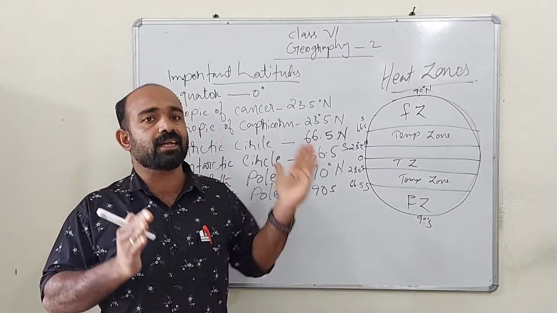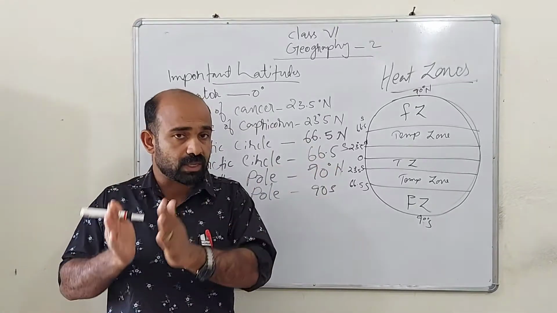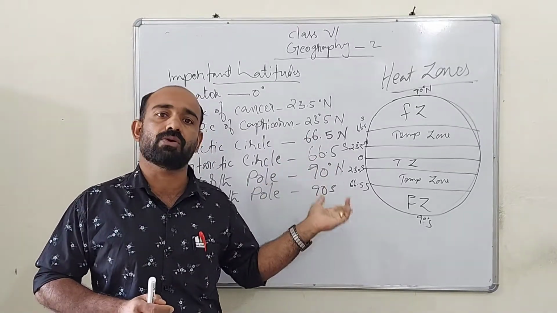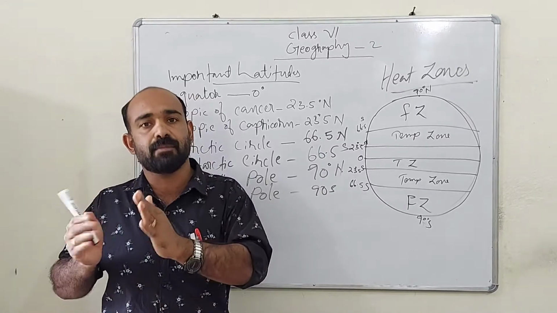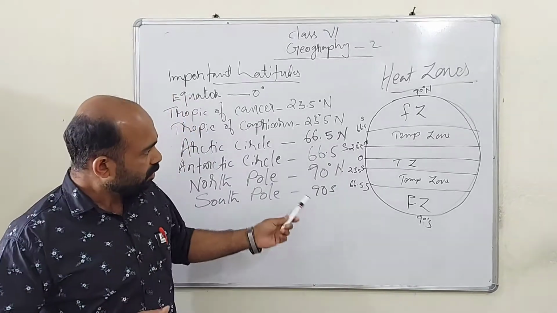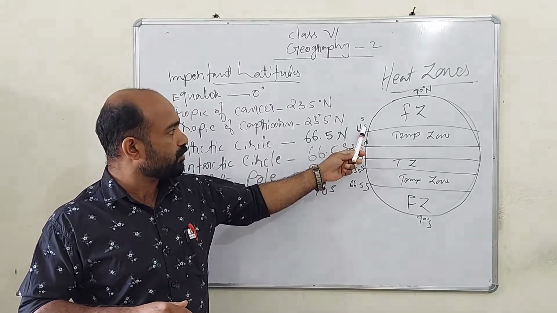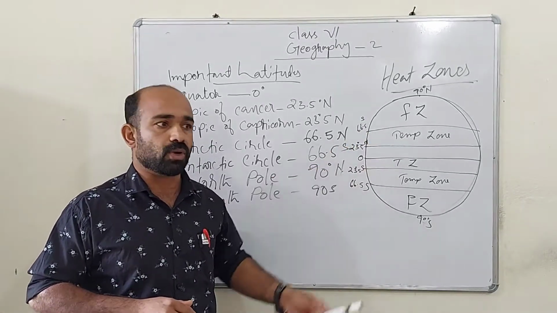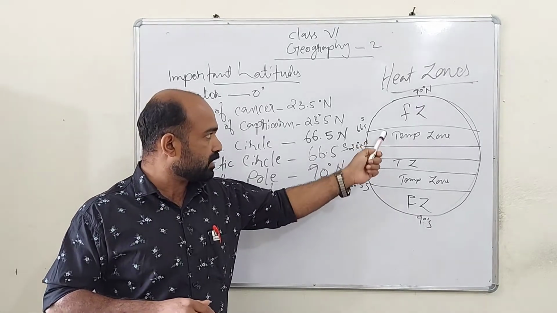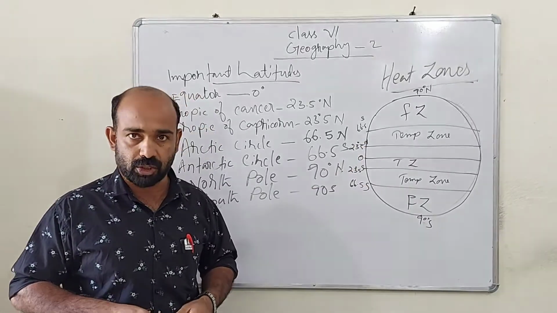And the second heat zone is the temperate zone. There are two temperate zones. In the northern hemisphere one temperate zone is there, and in the southern hemisphere also one temperate zone is there. In between 23.5 degrees north and 66.5 degrees north, one region is there. That region is called the temperate zone.